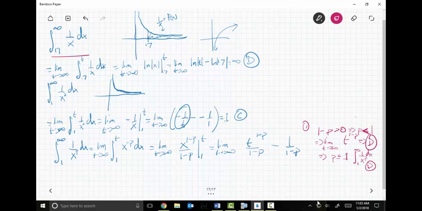Now, case 2. Let's see what happens with case 2. What if 1 minus p was less than 0? Well, again, this would imply, sorry guys, that p is greater than 1, right? Do you agree? Well, then the limit as t goes to infinity of t to the 1 minus p. Now, if this exponent is less than 0, then remember this whole thing would kick into the denominator, right? You agree with that? Remember, x to the negative a is equal to 1 over x to the a. So I would have infinity in the denominator.